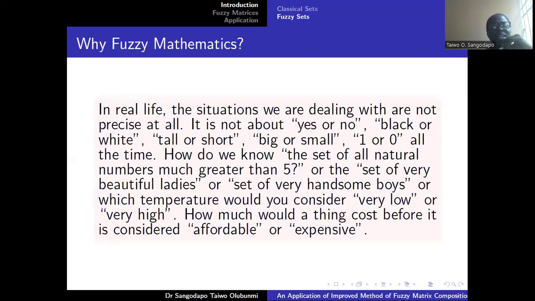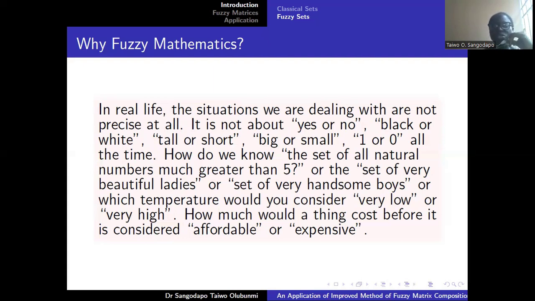Then why do we need fuzziness in mathematics? It's because in real life situations that we are dealing with, it's not just about yes or no. The situations we are dealing with are not precise at all. If you come around and you say, yes, I want a set of beautiful ladies, what is the parameter that you use to measure your own beautifulness? If you say you have a container that is big or small, what indicates the choice of your parameter? How do you say that, yes, you have a tall boy or a short boy? Or you can just say if this is not 1, it will be 0. It cannot be that at all times.